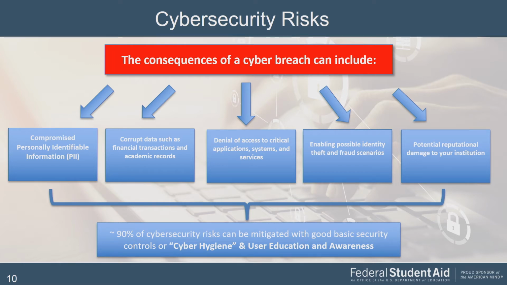The consequences of a cyber breach can be numerous. The most obvious one, or probably the one that comes to mind first for most folks, is identity theft. Personally identifiable information is compromised, and this seems to be happening with greater frequency, not only in the education sector, but in all sectors of our economy. Banking, even the federal government had a major compromise of PII and personnel records. That is probably the most applicable one in our environment.